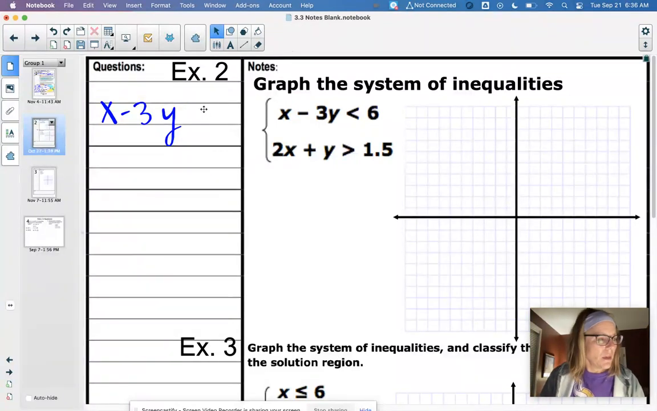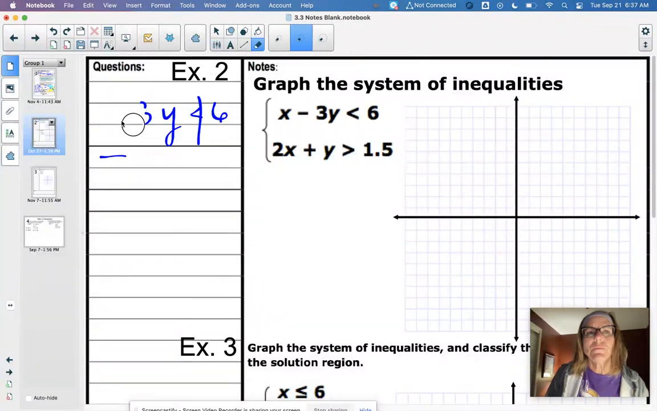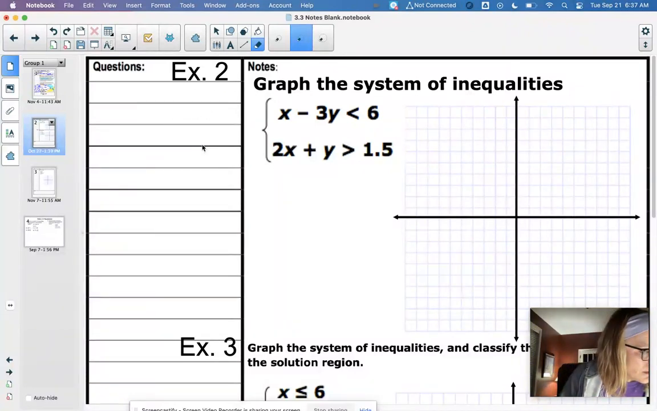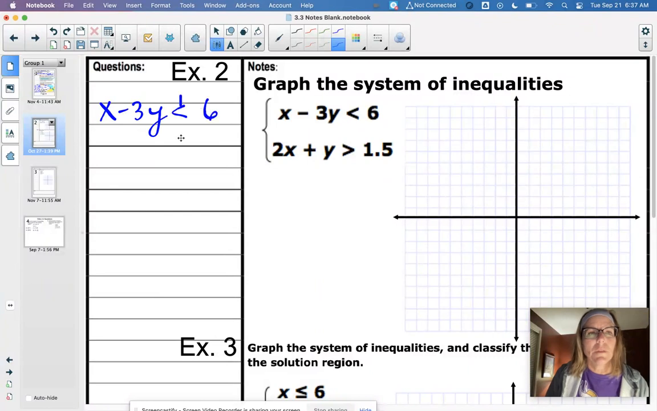Okay. x minus 3y is less than 6. All right, so that means I have to minus x. And there's a reason why I'm doing this. Okay, let me start over here. There we go. All right, I'm going to minus x on both sides. So I get negative 3y is less than negative x plus 6.